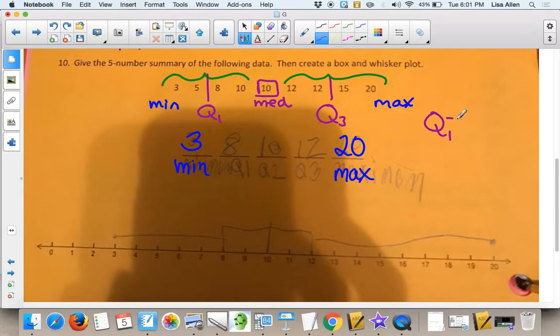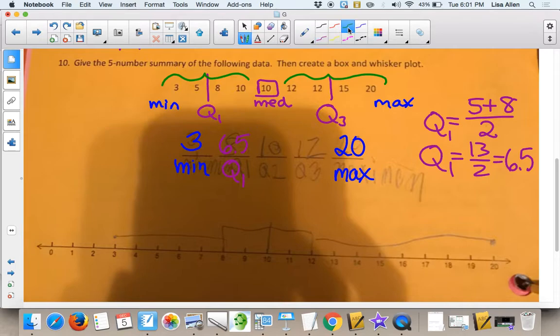So let's do that off to the side. For Q1, you remember you have to average 5 and 8. So we add 5 plus 8, and we divide by 2. Q1 is equal to 13 over 2, which is equal to 6.5. So we have our Q1, which is 6.5.